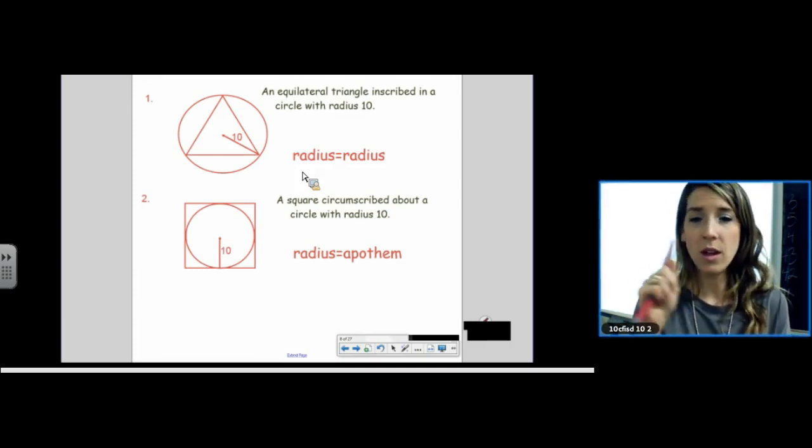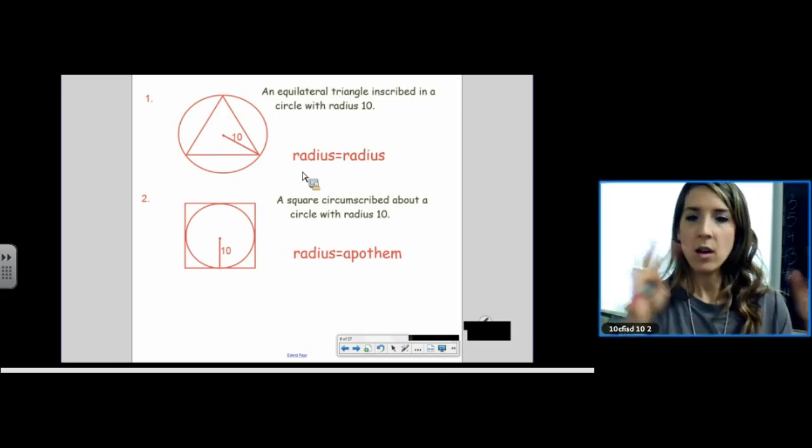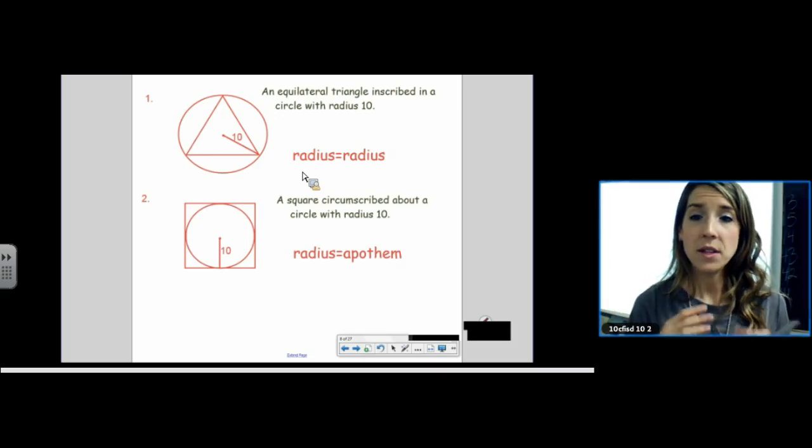The radius of the circle is the apothem of the polygon. Whether it's a square or a nonagon, it doesn't matter which one. So this works for any regular polygons. I just chose square and triangle to keep it simple.